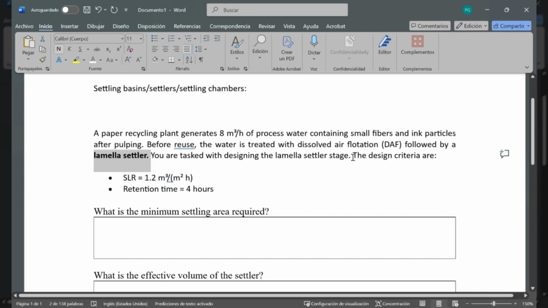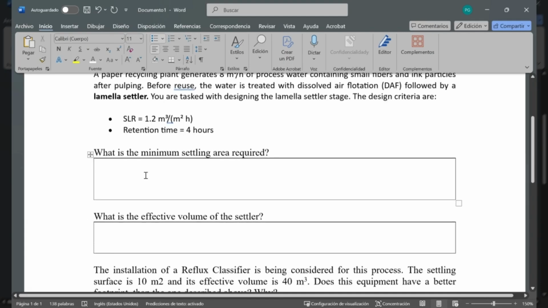The design criteria are: the SLR, or the surface loading rate, equals 1.2 cubic meters over square meters hour, and the retention time is 4 hours. So the first question is, what is the minimum settling area required?